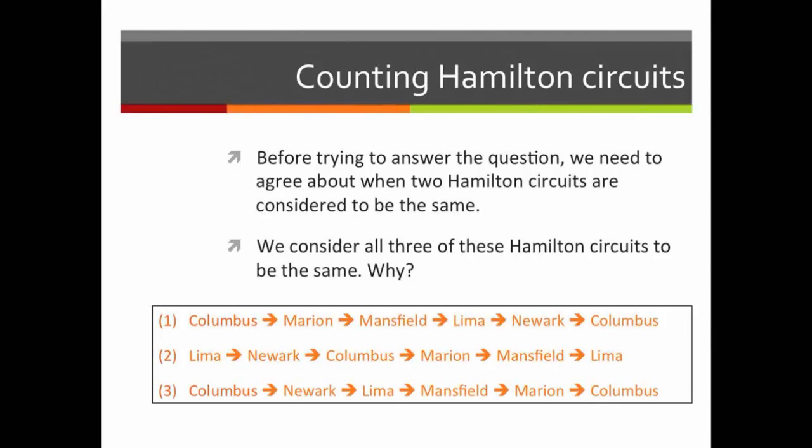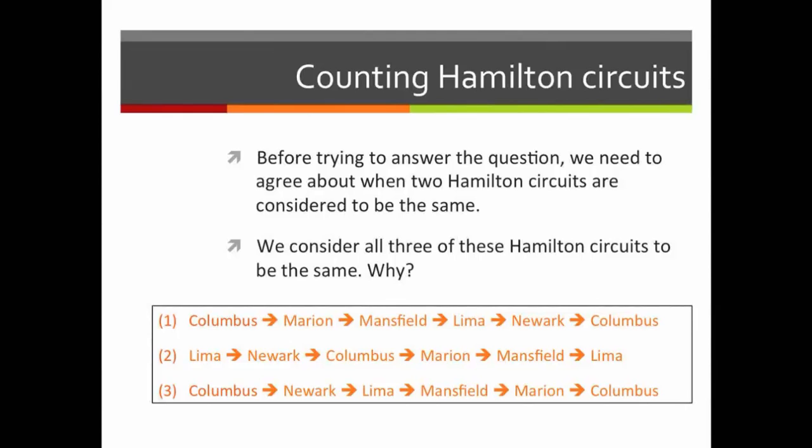Now, before we decide how many Hamilton circuits there are in a graph, we need to agree about when 2 Hamilton circuits are considered to be the same. I've listed below in orange 3 different examples of Hamilton circuits. The first one is Columbus to Marion and so on, finishing at Columbus. The second one starts and finishes at Lima. The third one again begins and ends at Columbus. But I say that we're going to consider all 3 of those Hamilton circuits to be the same.